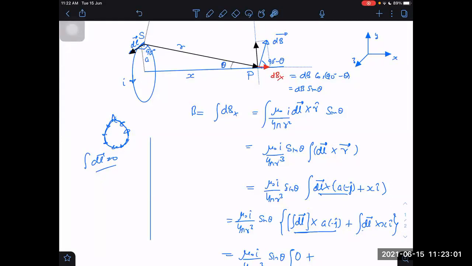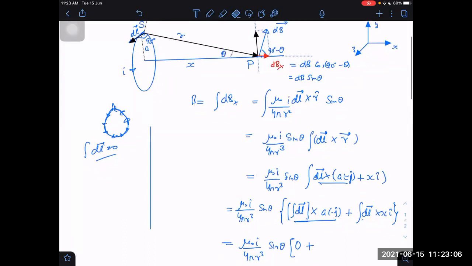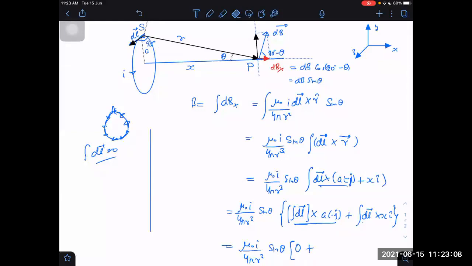I think I did something wrong. If I'm taking dl cross a, sorry. A is not a constant vector. My mistake, sorry, big mistake. A is not a constant vector, I was reaching a completely wrong conclusion. A is a variable vector which is always pointing in the radial inward direction towards the center.